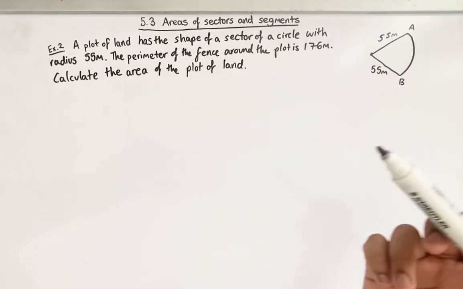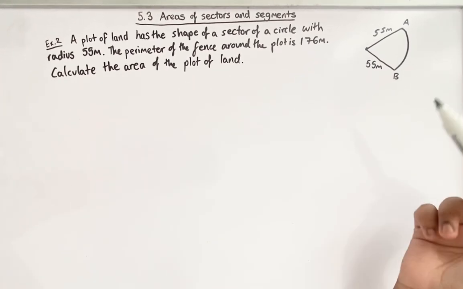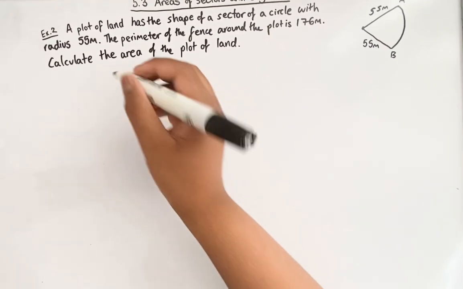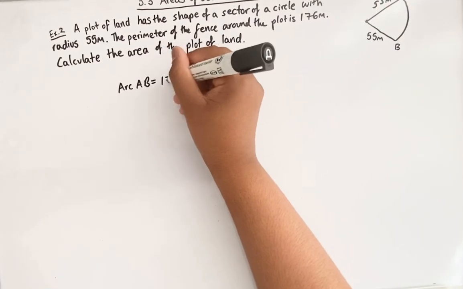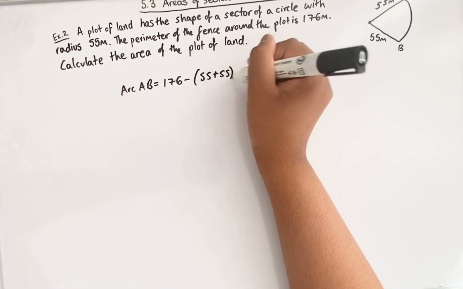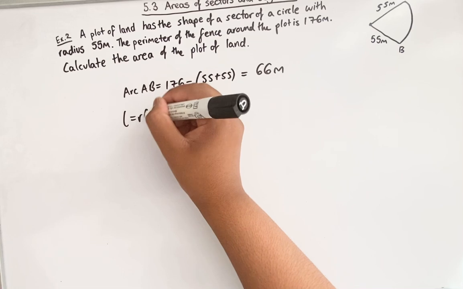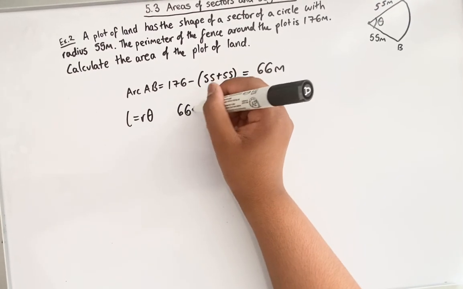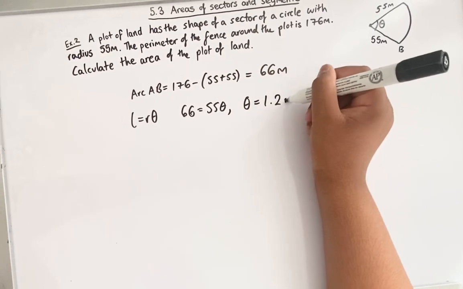Let's do another example. A plot of land has the shape of a sector of a circle with a radius 55 meters. The perimeter of the fence around the plot is 176 meters. Calculate the area of the plot of land. We know the arc AB is equal to the perimeter 176 minus 55 plus 55, which gives us 66 meters. And we know L equals r theta to find the angle theta here. And so 66 equals 55 theta. In other words, theta equals 1.2 radians.